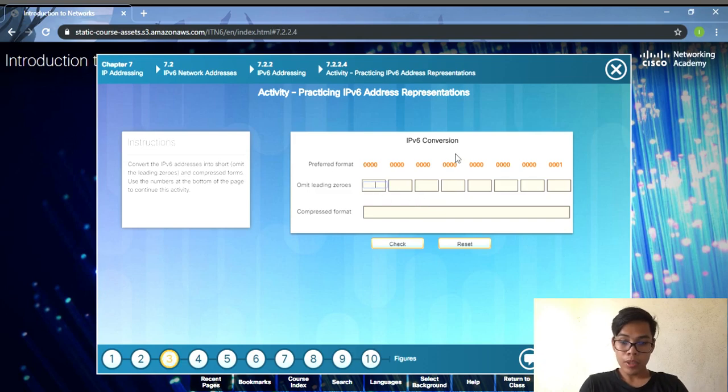So here, 1 0 0 0 0 0 0 and 1. So the zeros, we're going to omit them. I think this is the answer. Let's check. It's correct. For the fourth figure, 2012 ABCD EF01 2 3 4 5 6 7 8 9 10 AAA BBBB.